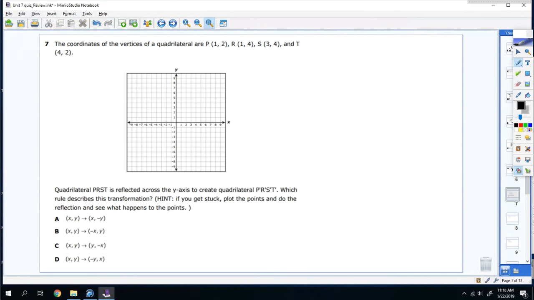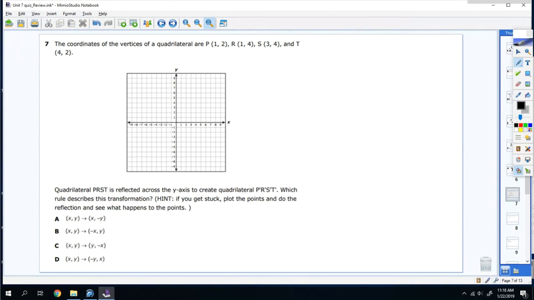All right, number 7. The coordinates of vertices of a quadrilateral are P, R, S, and T. Quadrilateral P, R, S, T is reflected across the y-axis to create quadrilateral P prime, R prime, S prime, T prime. Which rule describes the transformation? Hint, if you get stuck, plot the points and do the reflection and see what happens to the points. So that's what I'm going to do.